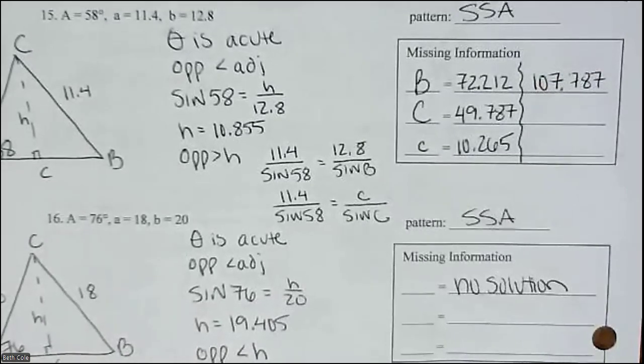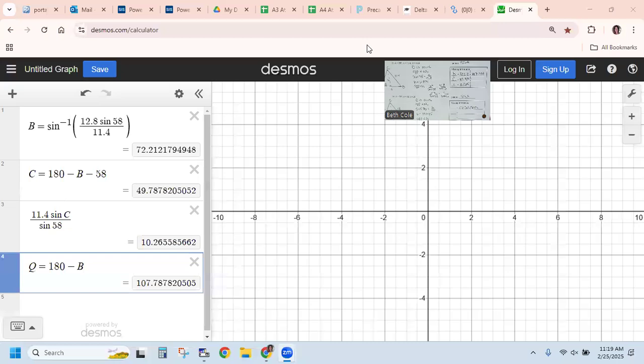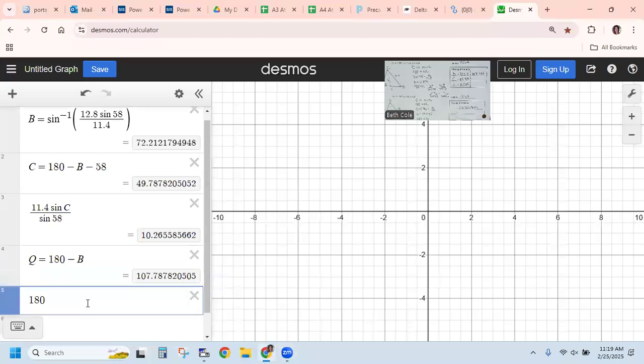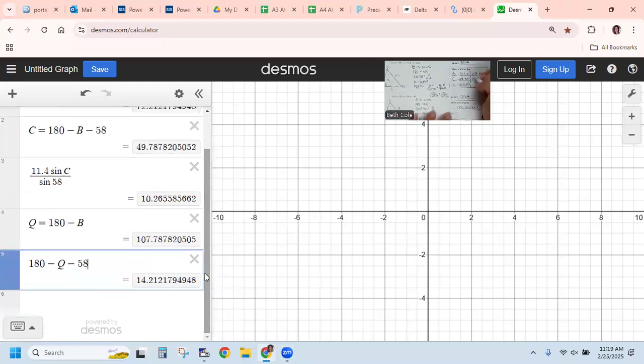Now, correct, you can't use B again because you already used B. Now to get the last one, the last angle, it's 180 minus Q minus, what was the original one, 58? Is that what it was? Now it should be super tiny. Do you remember how the other angle in the triangle, it was like a really tiny slice? Like you should get a really small number there. So do you see how it's 14.212?